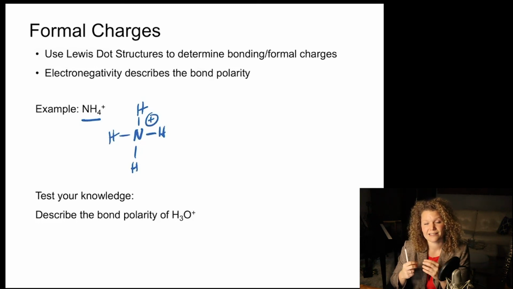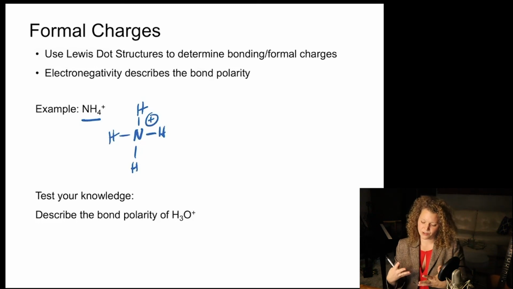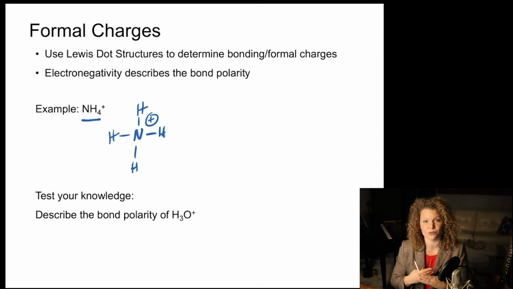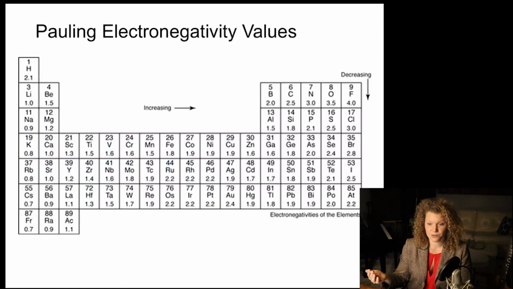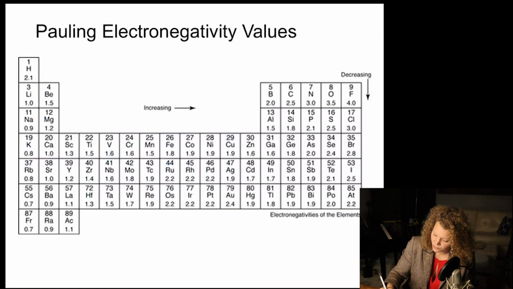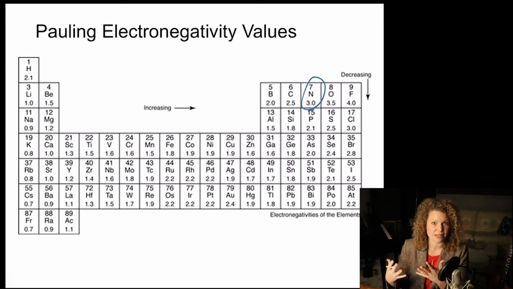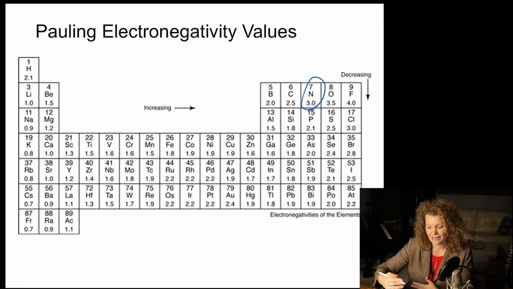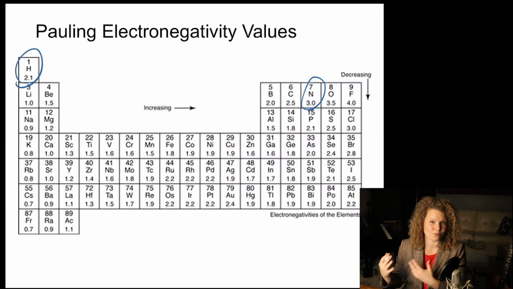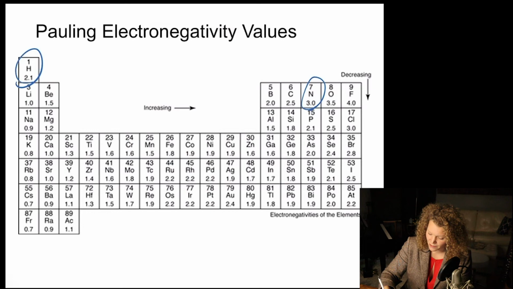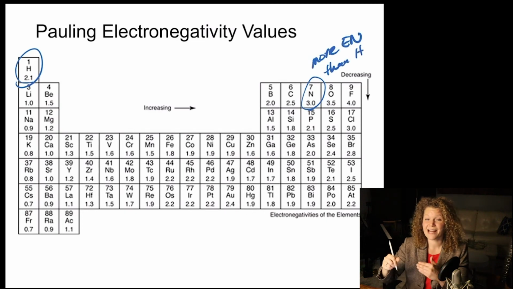The way that we can decide if this is actually how the electron structure looks is we can look at electronegativity. So let's look here at the electronegativity values. If we find nitrogen, nitrogen has an electronegativity of around 3. The scale goes up to 4 for the highest. And if we find hydrogen, it has an electronegativity of 2.1. So nitrogen is more electronegative than hydrogen. That means that the nitrogen is going to want more electrons.